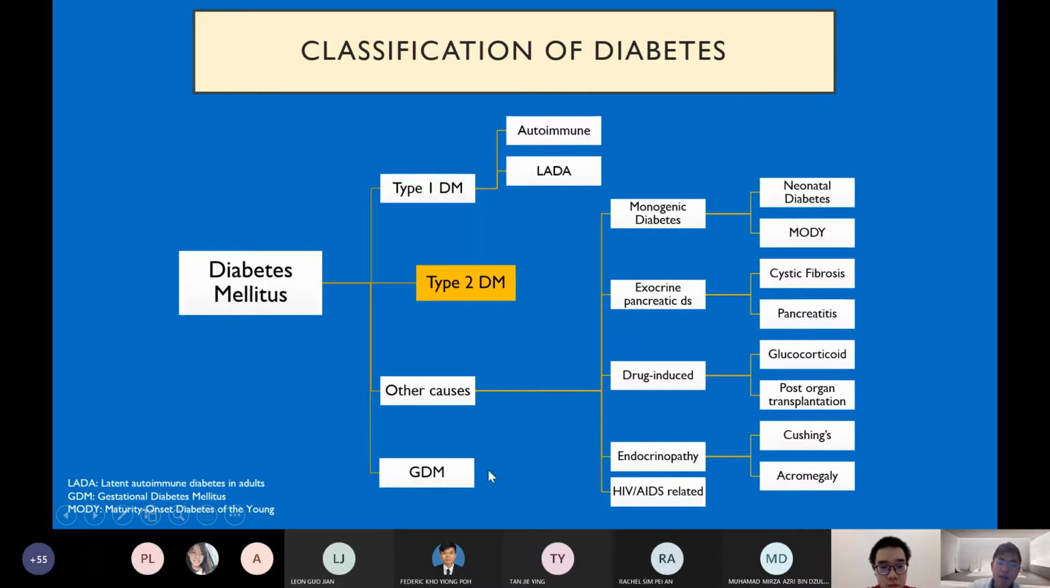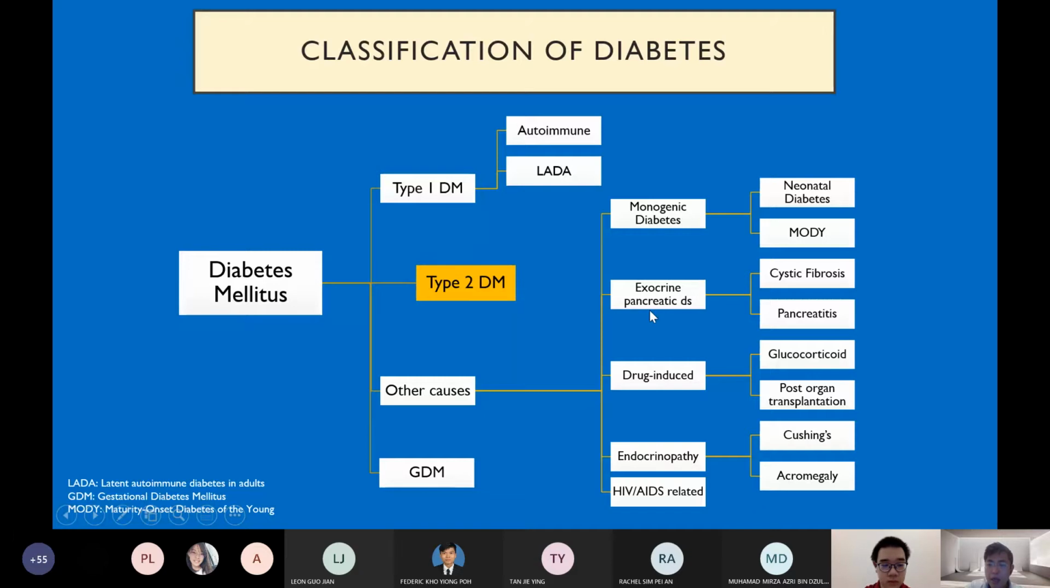And then you have your GDM among your pregnant mothers, followed by other, rarer causes of diabetes. Maybe not so rare, your drug-induced diabetes, commonly glucocorticoid induced diabetes, is very common. And your endocrinopathies causing glucose intolerance, i.e. Cushing's with cortisol excess. Acromegaly, growth hormone excess, as well can trigger diabetes, because acromegaly has anti-insulinergic properties.